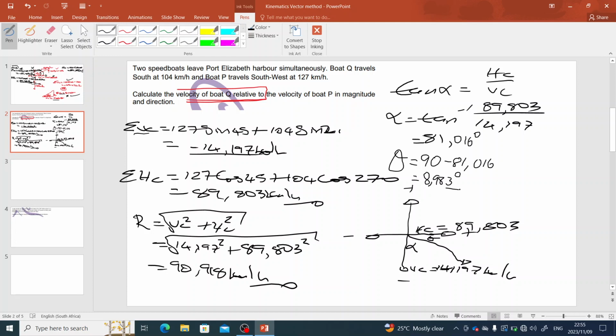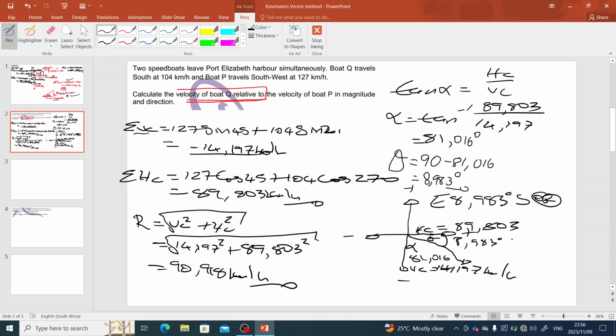degrees. Then we go back to the given principle. The given principle says you start with the cardinal closest to your vector first. Between the two, you can tell that from here to there, it is 8,983. Then from here to there, it is 81,016. That means our resultant is close to east. And writing the direction, it will be east 8,983 degrees south. Or even if you write it this way, they will not falter you.